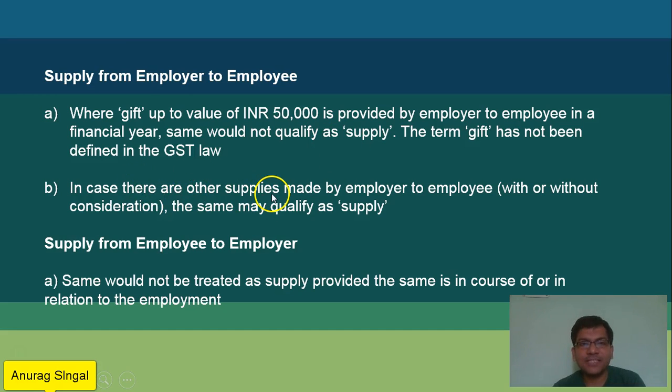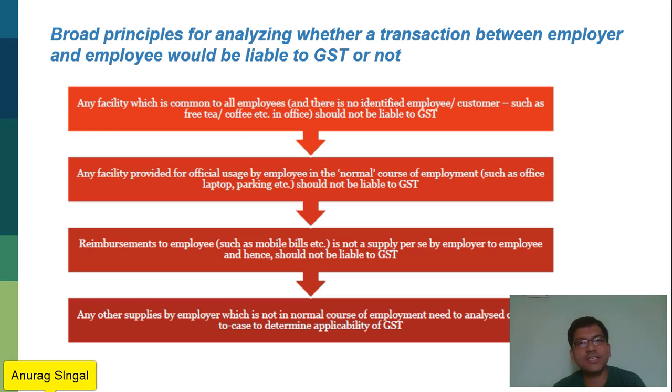In some cases there are other supplies which are made by employer to employee. They may or may not qualify as supply, depends. And sometimes there is a supply from employee to employer. The same will not be treated as supply provided the same is in the course of employment. But let's say someone is acting as a DJ over a weekend party. His core job is that of a software engineer, and hence it will be liable to GST.